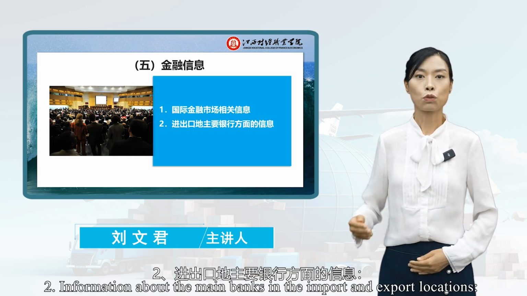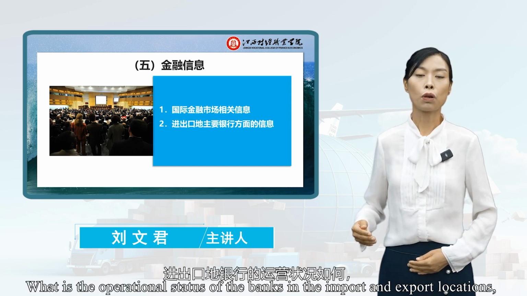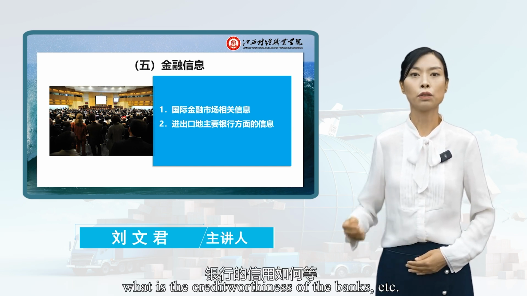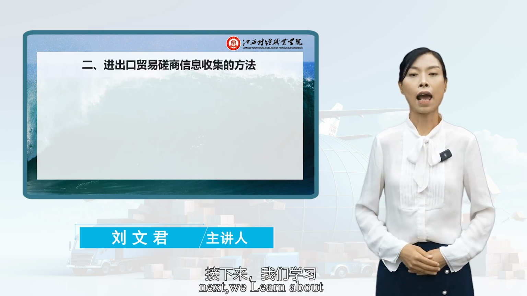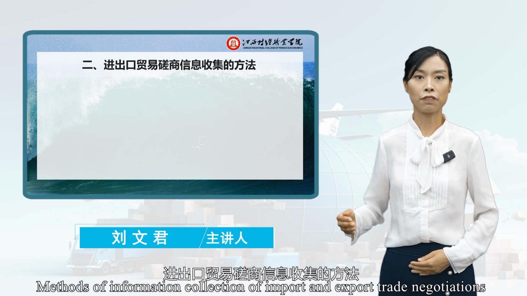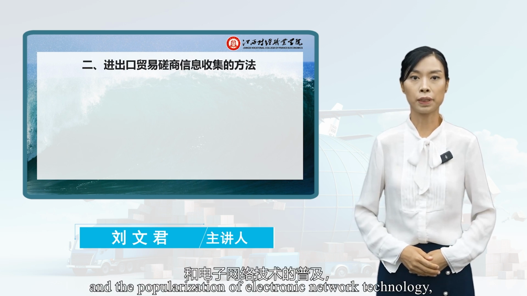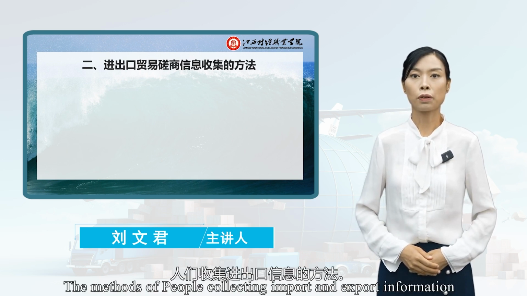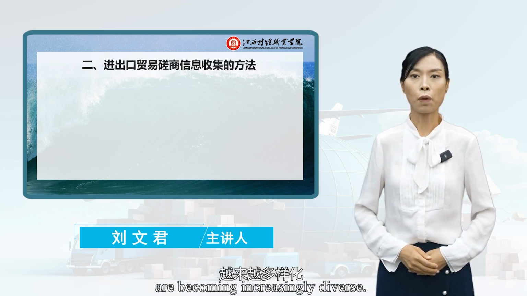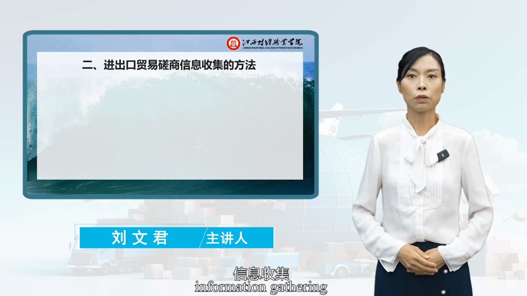Second, information about the main banks in the import and export locations. What is the operational status of the banks in the import and export locations? What is the creditworthiness of the banks, etc.? Next, we learn about methods of information collection for import and export trade negotiations. With communications technology and the popularization of electronic network technology, the methods of collecting import and export information are becoming increasingly diverse in light of different trade subjects, trade goods, and trade market information gathering.